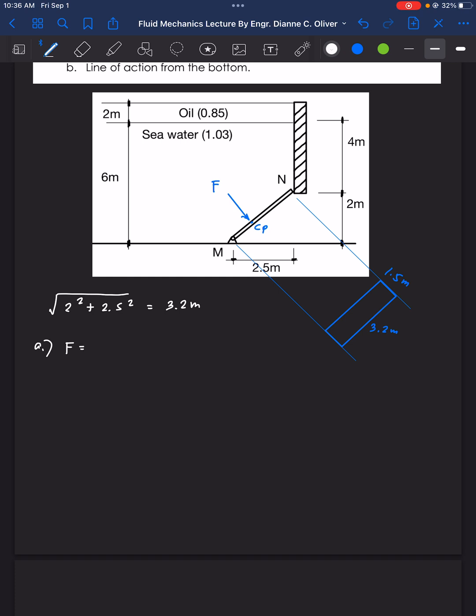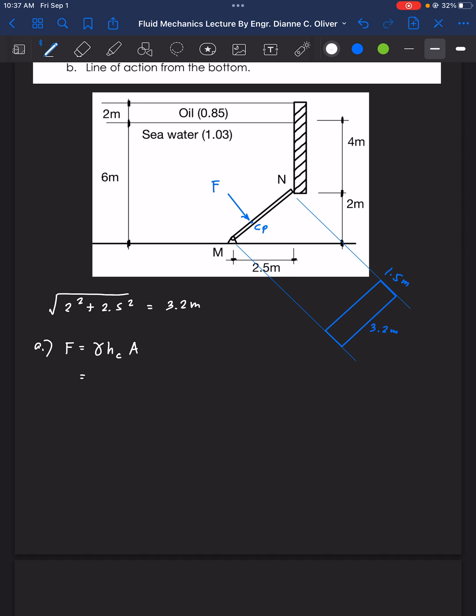The formula for the hydrostatic force is equal to the unit weight of the liquid in which the plane is submerged, multiplied by hC, the vertical distance from the surface of the liquid up to the center of gravity of the submerged object, and then the area of the submerged object. How do we solve that if we're dealing with two liquids?